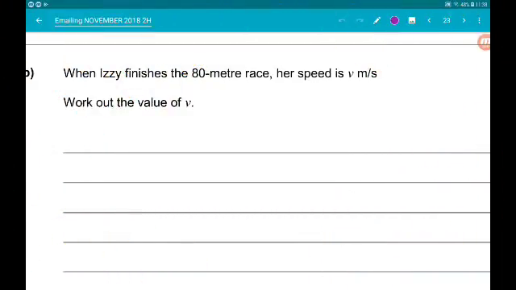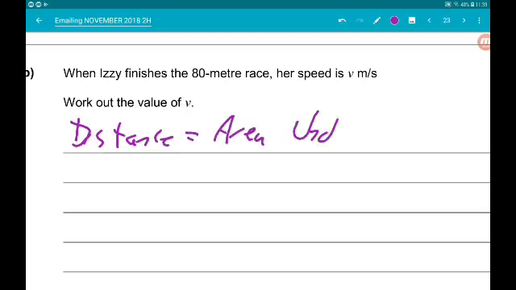Here we go then, part B, A-level mechanics, pretty much. So, when Izzy finishes the 80-meter race, her speed is v meters per second. Work out the value of v. Right, first thing, distance is area under the graph on a speed or velocity time graph. So we know the total area is 80.